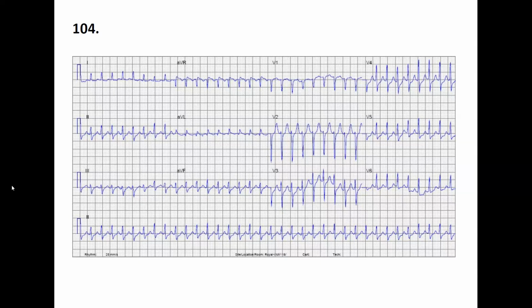So first I looked at the rate, and I used the rule of 300 because the beat looks quite regular. I found between each QRS complex there was only like 1.5 boxes, so I would say it's around 150 to 200 beats per minute. It's close to 200. Okay. What does it tell you if it's close to 200?